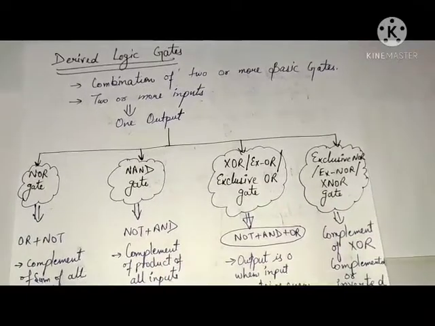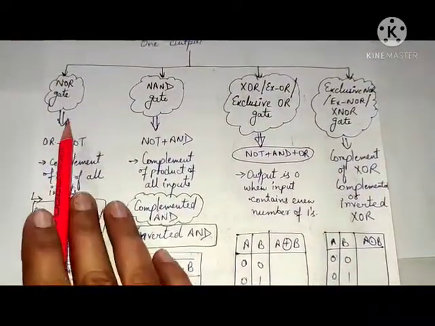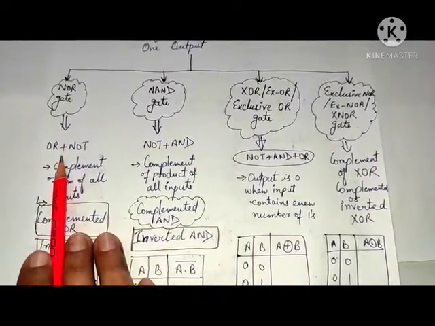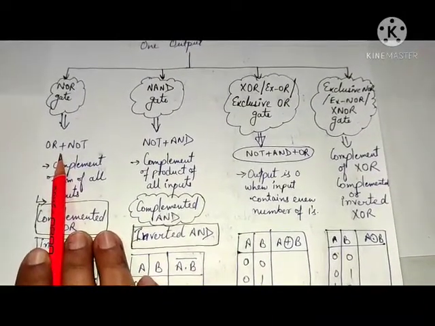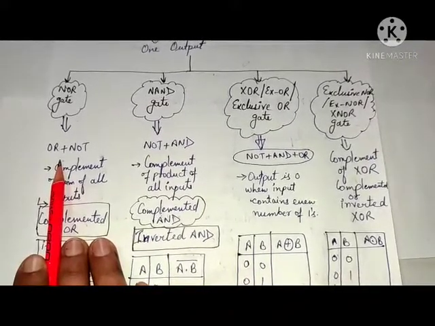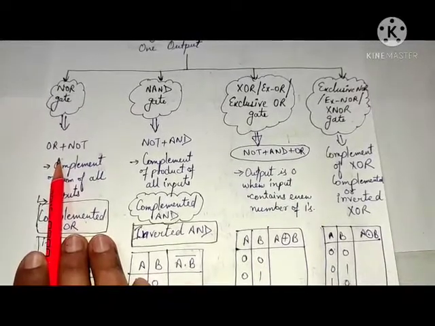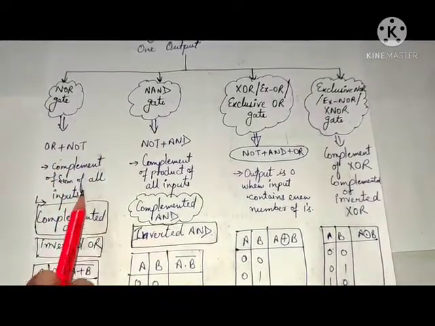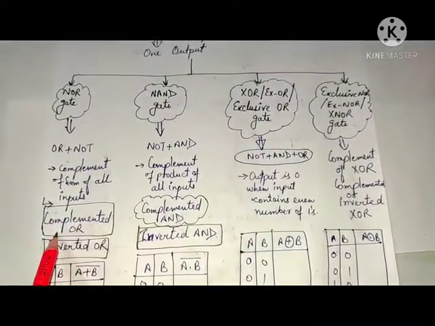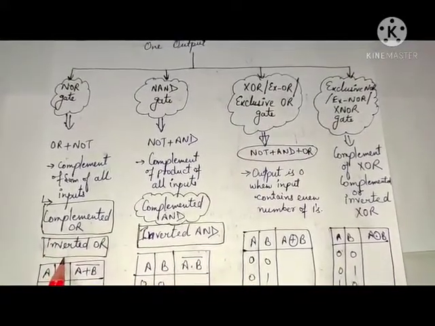So let me explain one by one. First one is the NOR gate. It is the combination of OR plus NOT. NOT gate is connected at the output of the OR gate. It receives two or more inputs and produces one output that is the complement of the sum of all the inputs. We can call NOR gate as complemented OR or inverted OR.